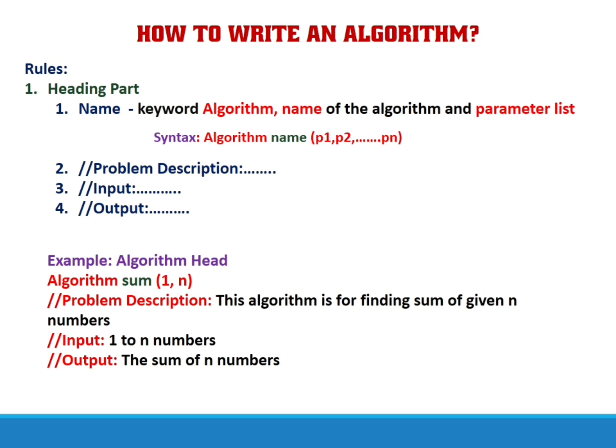The next statement is the problem description. Here I mentioned that this is the algorithm for finding the sum of given n numbers, what the problem is about. The next statement is input. What is the input of the algorithm? From 1 to n we have to calculate the sum of the numbers, so I mentioned 1 to n numbers. After that, output. The output of the algorithm should be the sum of those n numbers, so I mentioned the sum of n numbers. So this is how we should write an algorithm heading part.